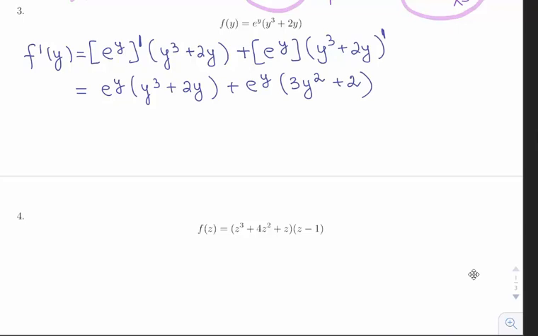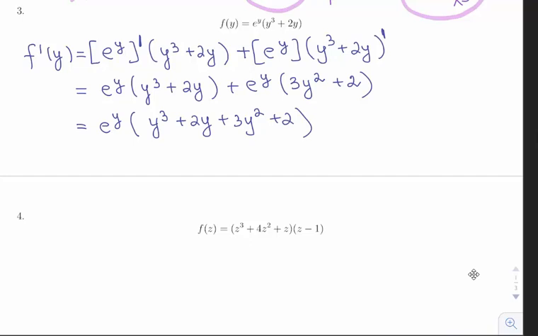Okay, you can leave it like that, or if you want, you can factor out e to the y, and then inside you're going to get a polynomial, right? So y cubed plus 2y plus 3y squared plus 2. Okay, so either one of these answers will be fine.